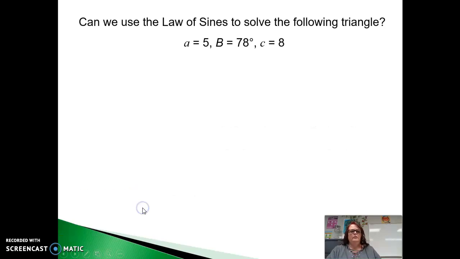So if we take a look, we want to ask, can we use the law of sines to solve the following triangle? So take a moment to draw that triangle out and see if there's a way. Pause the video, set up your law of sines and see if you could solve this triangle.